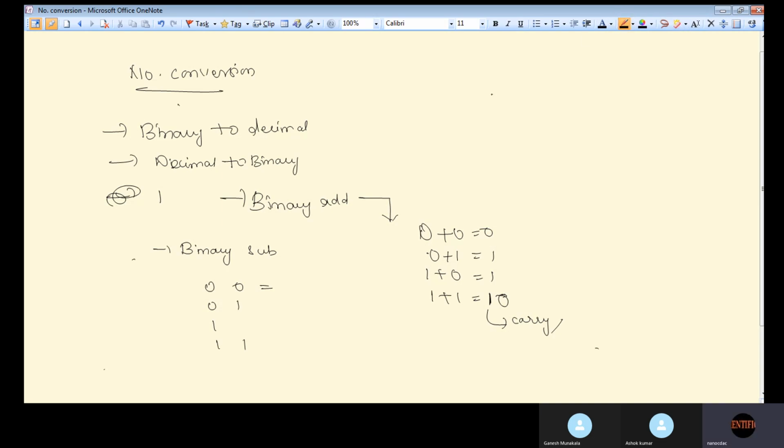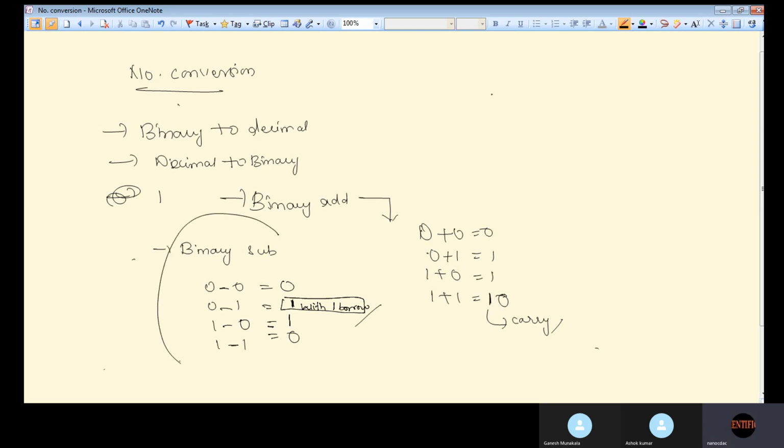Now 0 minus 0, 0 minus 1, 1 minus 0. In subtraction, 0 minus 0 is 0. 1 minus 1 is 0. 0 minus 1 is what? You should tell me. 0 minus 1, is it 1 or 0? 1 with 1 borrow.